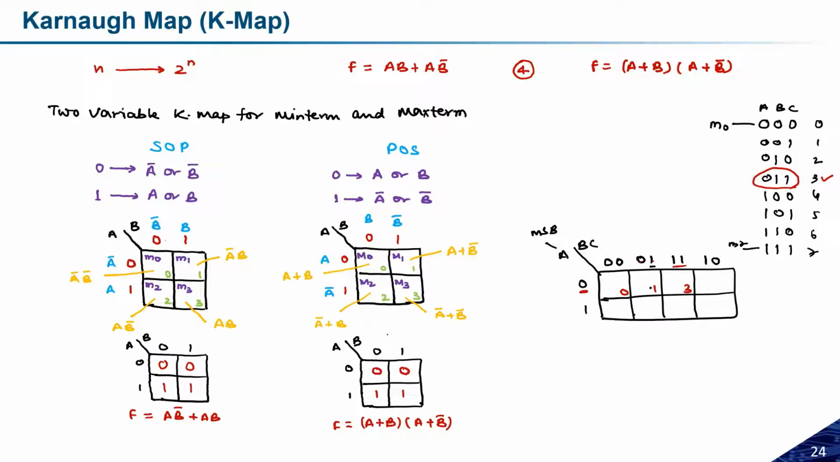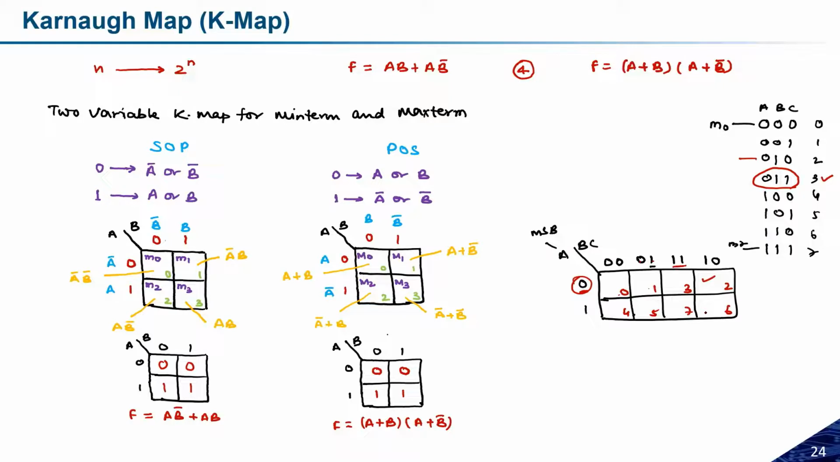Okay, so 0, 1, 2. And if you see this cell, A is 0, BC is 1, 0. So that will become equal to this one, so this will become 2. So 0, 1, 3, 2, and then 4, 5, 6, and 7. So this will be the pattern on which I have to put the minterms.